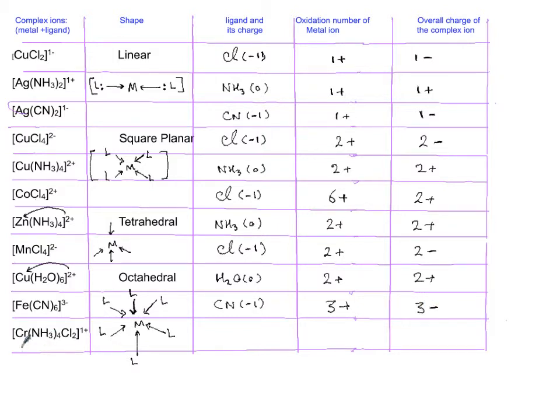The next one you have chromium, 4 ammonia and 2 chlorides. So you have ammonia, which is neutral, and you have chloride, which is 1 minus. So this is 0 contribution. Chromium plus 2 minuses will give you 1 plus. So what should chromium be? It should be 3 plus as well. And the charge of the complex is 1 plus. So these are examples of some more complex ions and how to figure out the oxidation number of the metal ion.